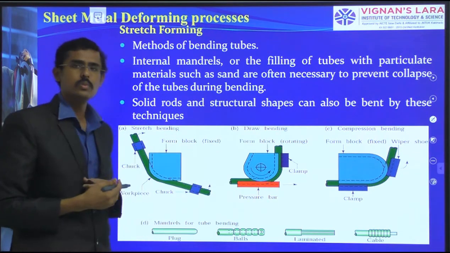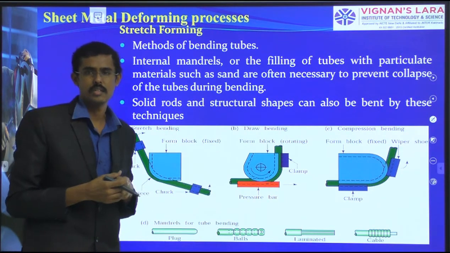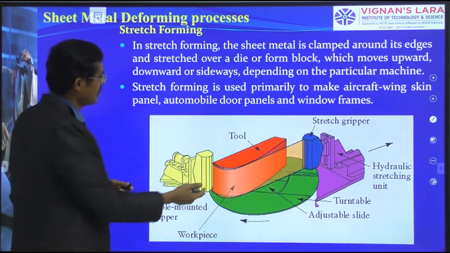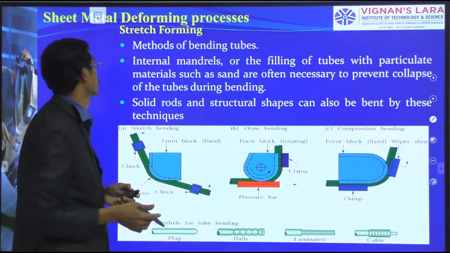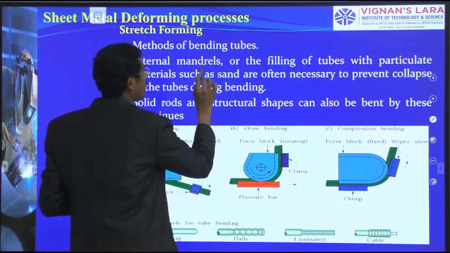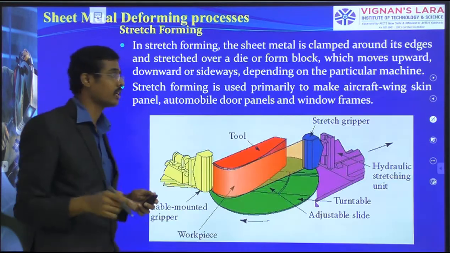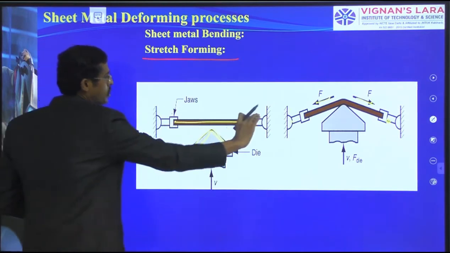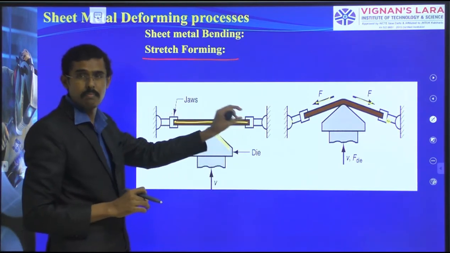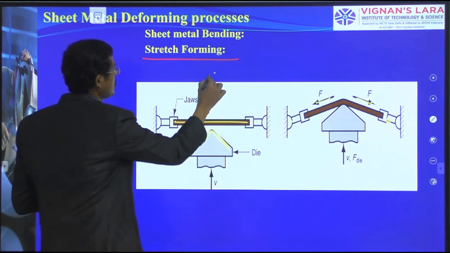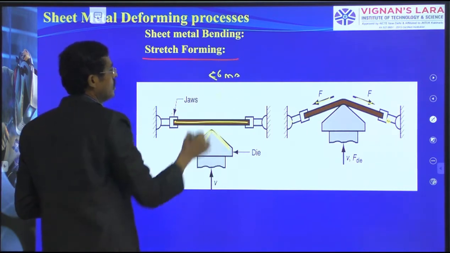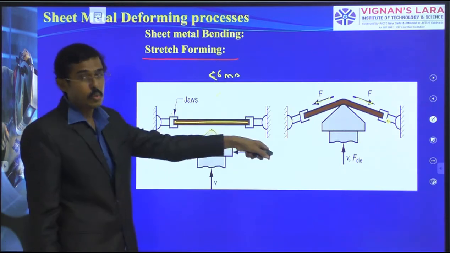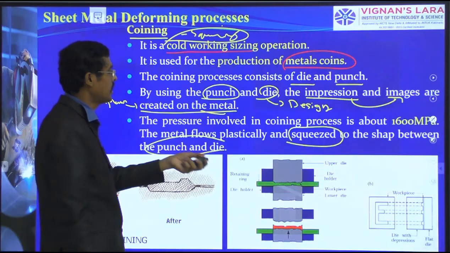So next we are coming to the stretch forming operations. The method of bending tubes, maybe sheets, is stretch forming, with internal mandrel or filling of tubes. We have seen stretch forming in the previous slide. So we have kept a strip of sheet metal which is less than 6 mm, and we are giving a force here. What happens? I can use it for tubes also, to form the tubes. That is the idea here.